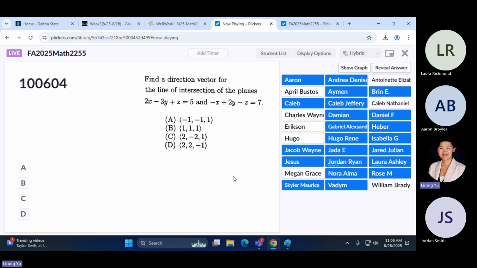We're getting ready for test one. Test one is over all the material in chapter 10. We probably are going to start chapter 11 already, but the test is scheduled for September 4th. That will be next Thursday. So in 1 week, we can have our first test.